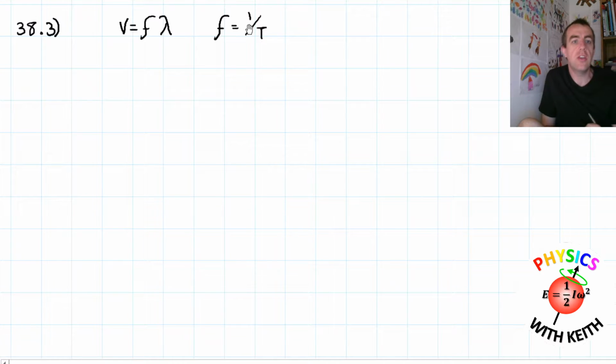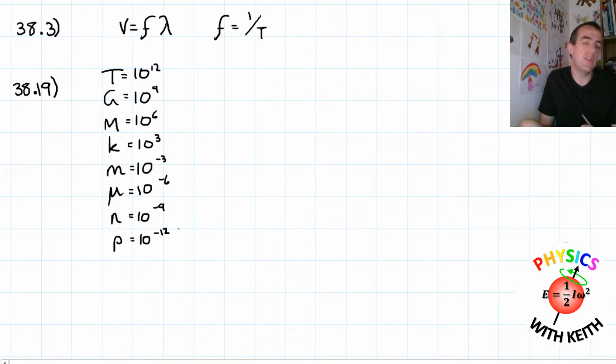Just be careful to check your units, particularly for wavelength. If it's given in a unit other than meters and your frequency is given in hertz, then you'll get a speed that's in something other than meters per second. If your wavelength is given in meters and your frequency is given in hertz, then your wave speed will be given in meters per second. If your time period is given in seconds, your frequency will be given in hertz. So make sure you use these standard units.